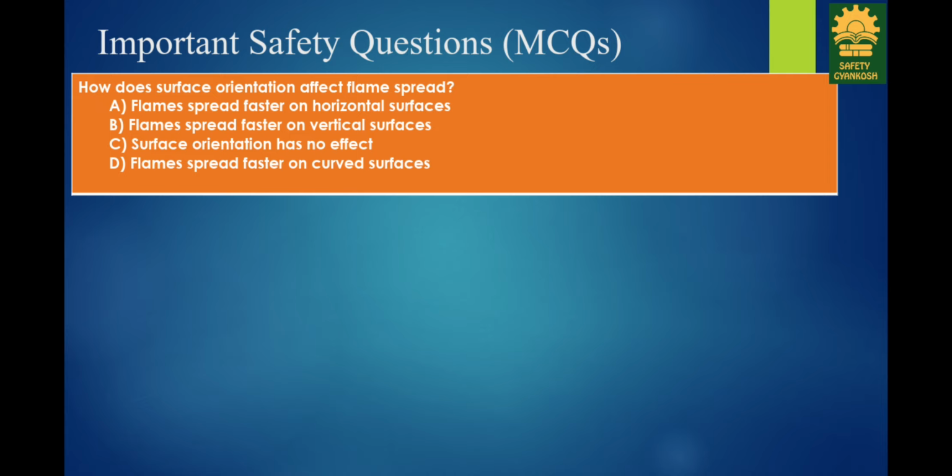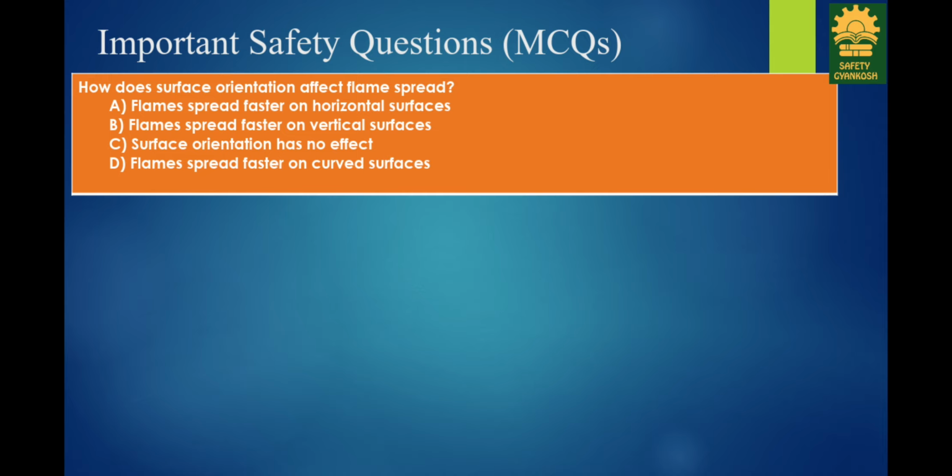How does surface orientation affect flame spread? A. Flame spreads faster on a horizontal surface. B. Flame spreads faster on a vertical surface. C. Surface orientation has no effect. D. Flames spread faster on a curved surface.